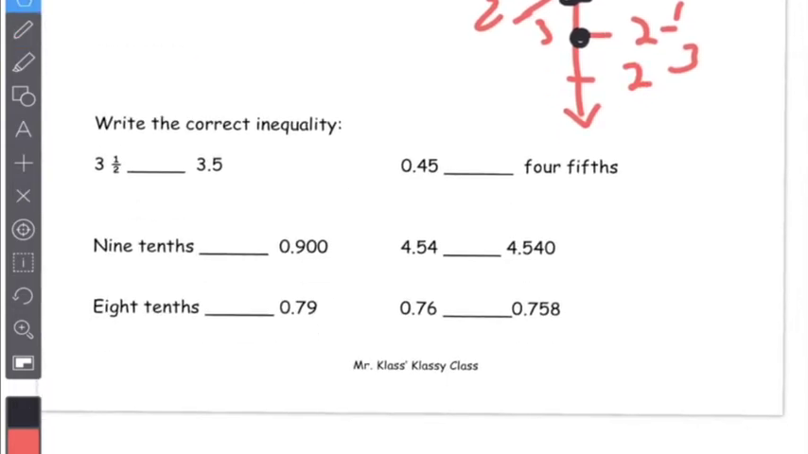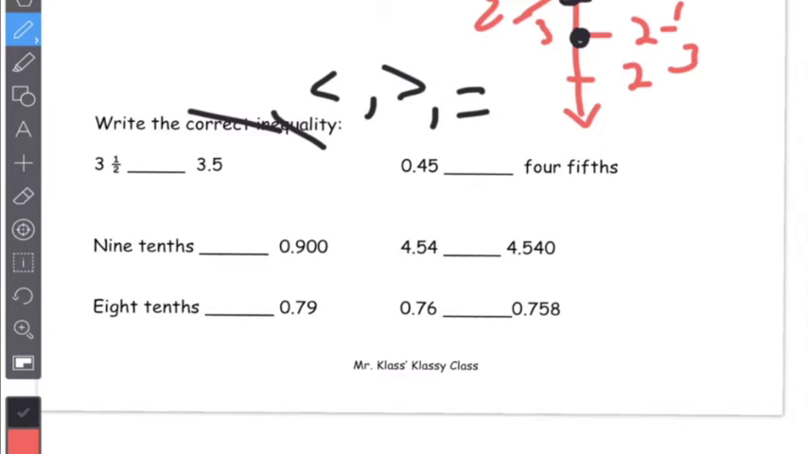what we have here is write the correct inequality. It should just say write the correct. That's a typo. You should write in either less than, greater than, or equal to. The first one is 3.5 and 3 1/2. So what you would need to do is either make the half into a decimal or the 0.5 into a fraction. What I like to do is make the half into a decimal.